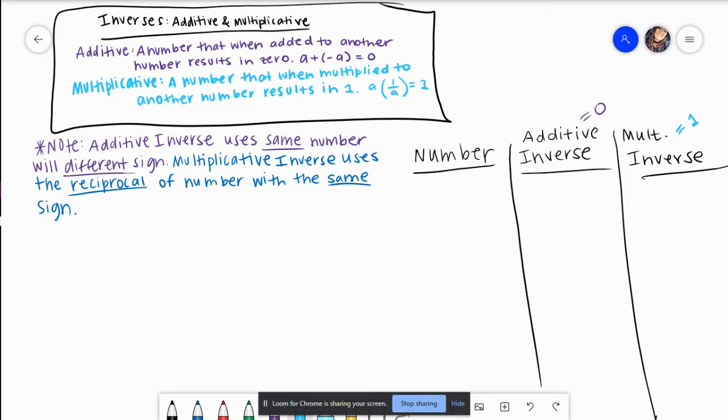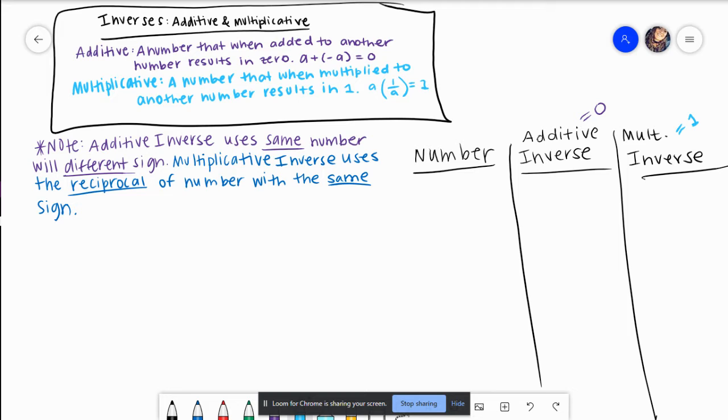The other one that we have is multiplicative. This is a number that when multiplied to another number results in 1. So that example there is if I have the number a and I multiply to it 1 over a, what I get is a product of 1.